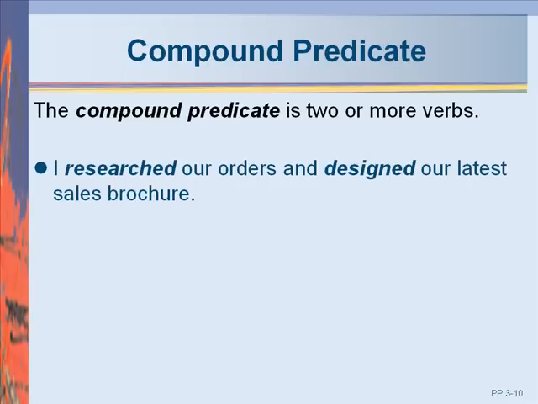The compound predicate, two or more verbs. Can you see the subject in this sentence? The only thing it can be is I. I researched. And what did I do? I researched and designed. So I did two things.